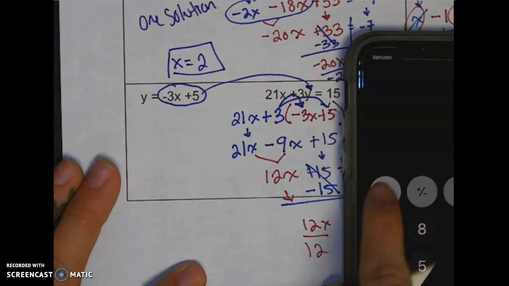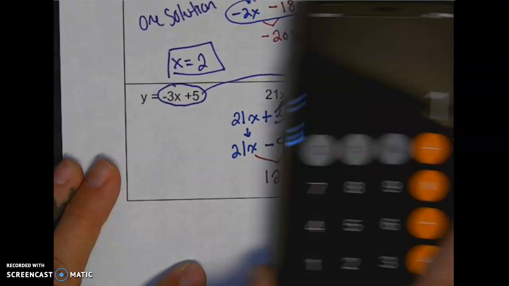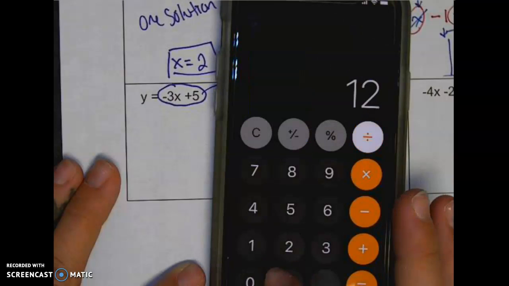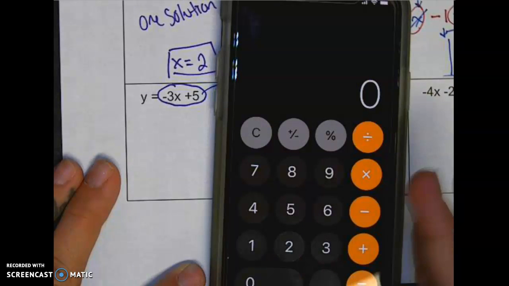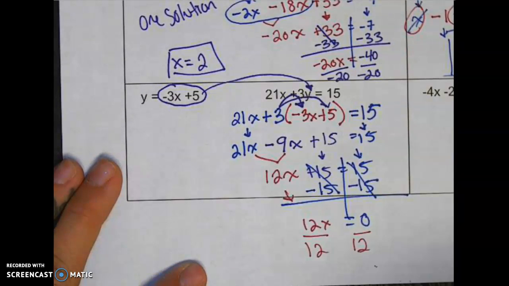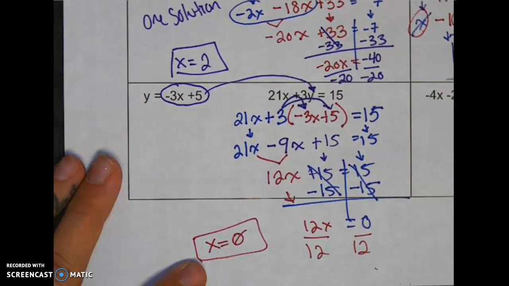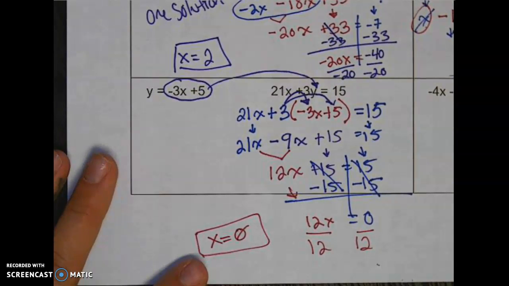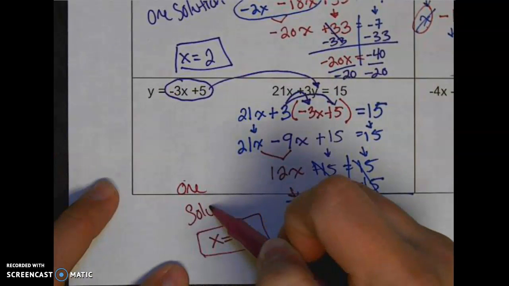See, watch. So 0 divided by 12 is 0. Okay? So my x equals 0. Now, x can only equal this number. 0 is still a number. So it's going to be one solution.